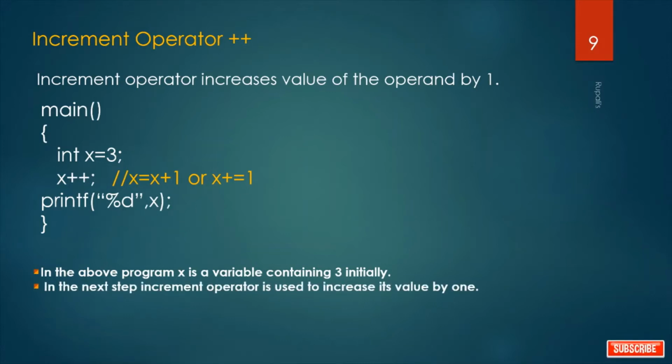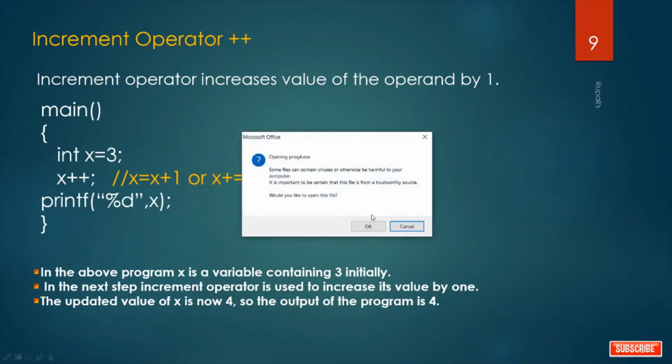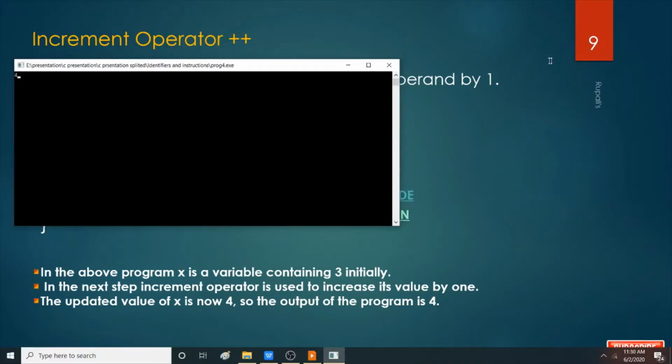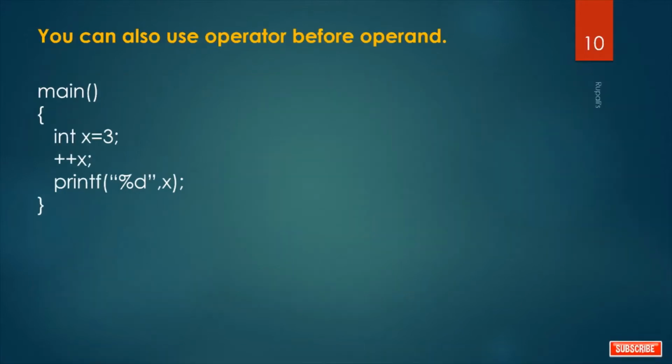In the next step, increment operator is used to increase its value by 1. The updated value of x is now 4. So the output of this program is 4. See, when we run the program, we see the output. It is 4. You can also use the operator before the operand. See here, int x equals 3. I initialize the value of x by 3, then plus plus x, and then printf %d, x. So can you tell me what is the value of x? Think for 5 seconds.